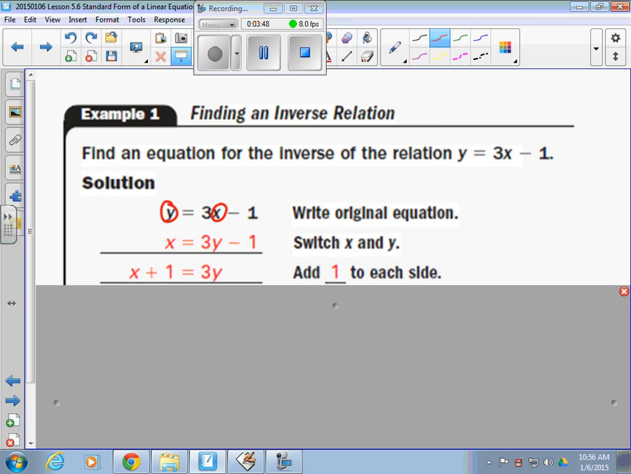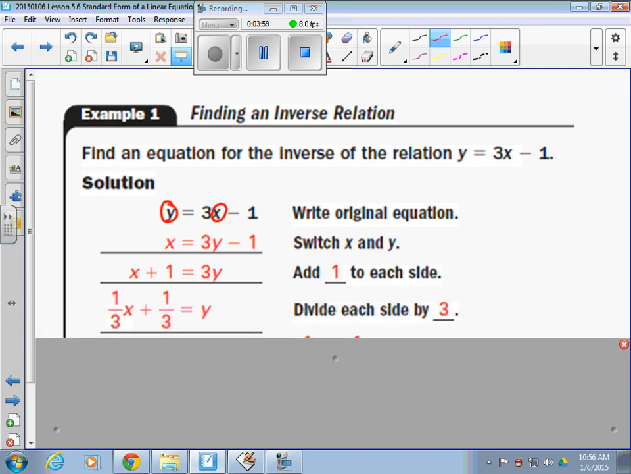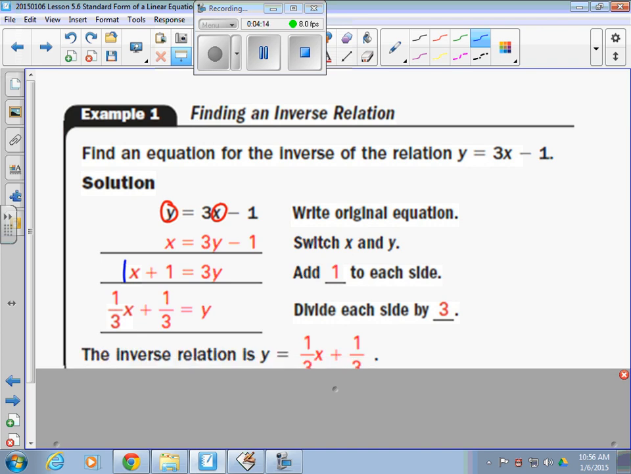Just like we did on the bell work, get rid of minus 1 by adding 1 to each side. So x plus 1 is equal to 3y. And then get rid of 3 times something by dividing by 3 on both sides. When you divide by 3, that's like 1 divided by 3 in front of that x. There's a 1 right there, even though it's not shown. That's why it becomes 1/3 x. And then 1 divided by 3 becomes 1 over 3. So y equals 1/3 x plus 1/3.